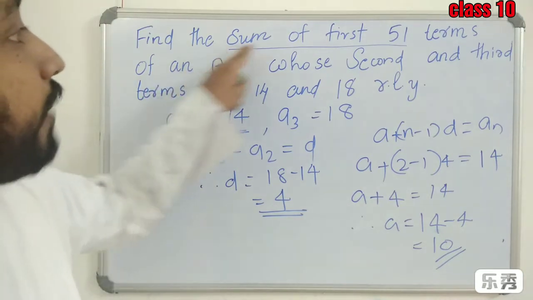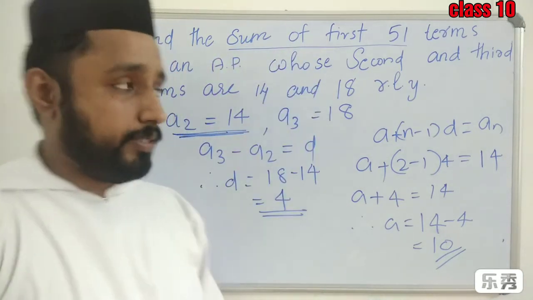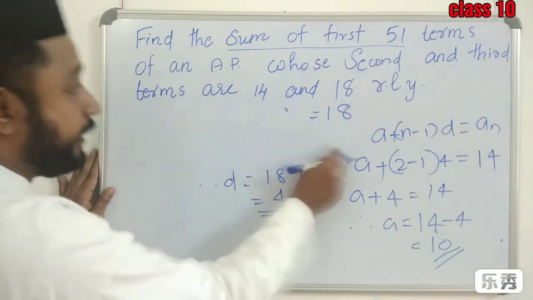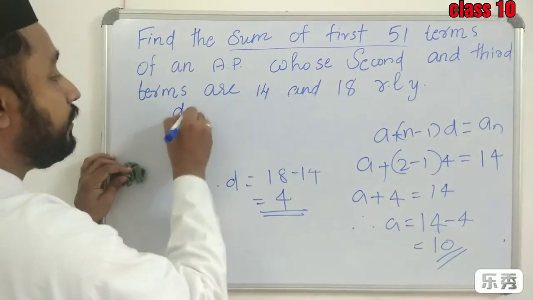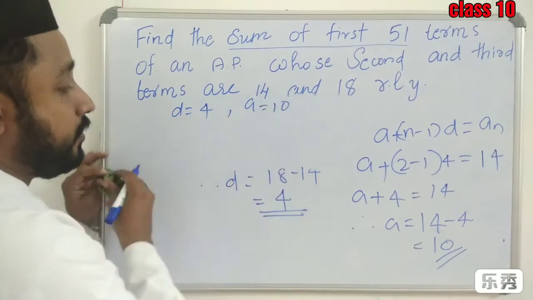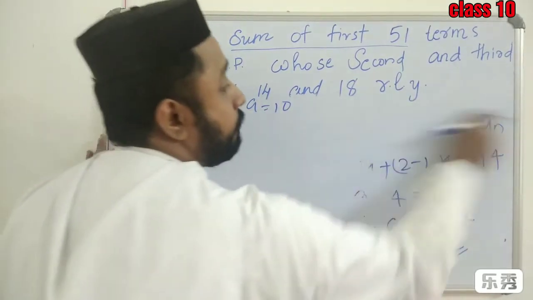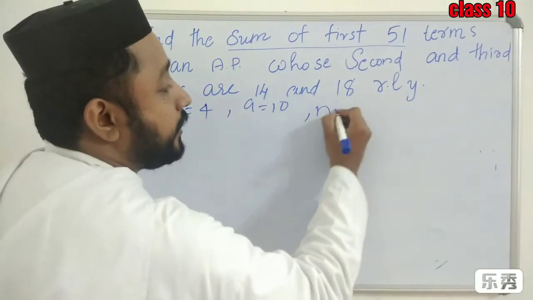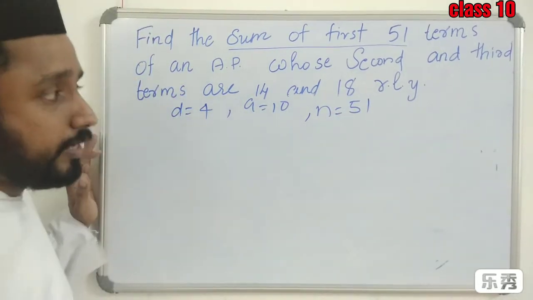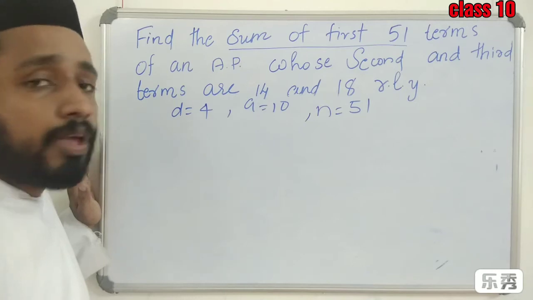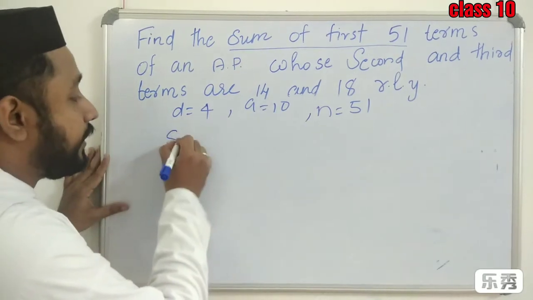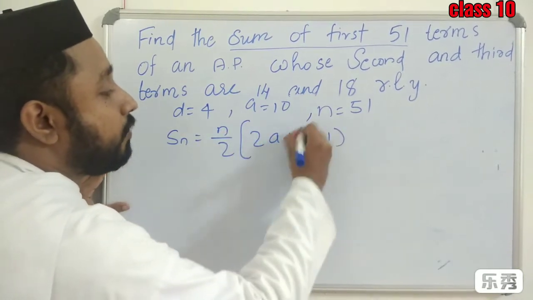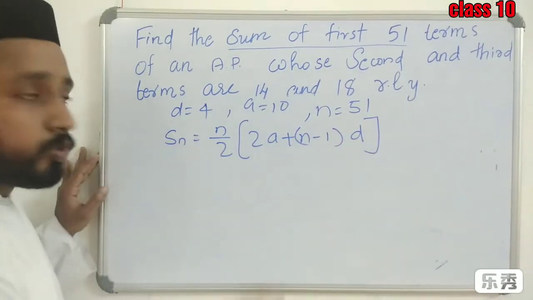Now our question is to find the sum of first 51 terms. We have D equal to 4 and A equal to 10. Sum of first 51 terms means n is equal to 51, the number of terms. What is the formula? Sn is equal to n by 2 into 2a plus n minus 1 into d. We don't know the value of an, so we use this formula.